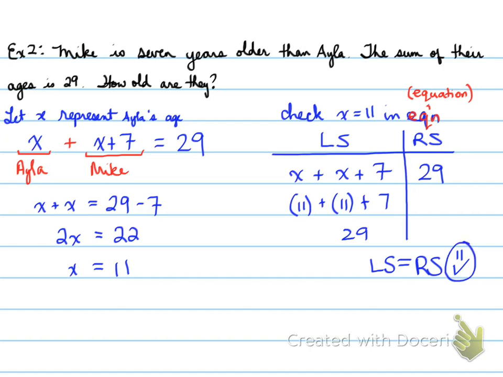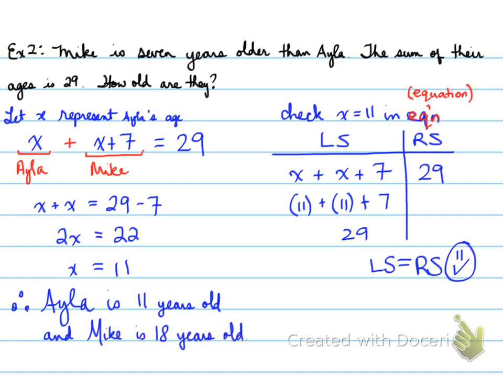Okay, moving on to our final statement, which will be, therefore, because we need to know how old they are, we can say that Isla is 11 years old, because that's our x value, and Mike is how old? Well, Isla's 11, so Mike is 11 plus 7, and Mike's age is 18 years old. And that, folks, is our final statement. Moving on, another word problem.